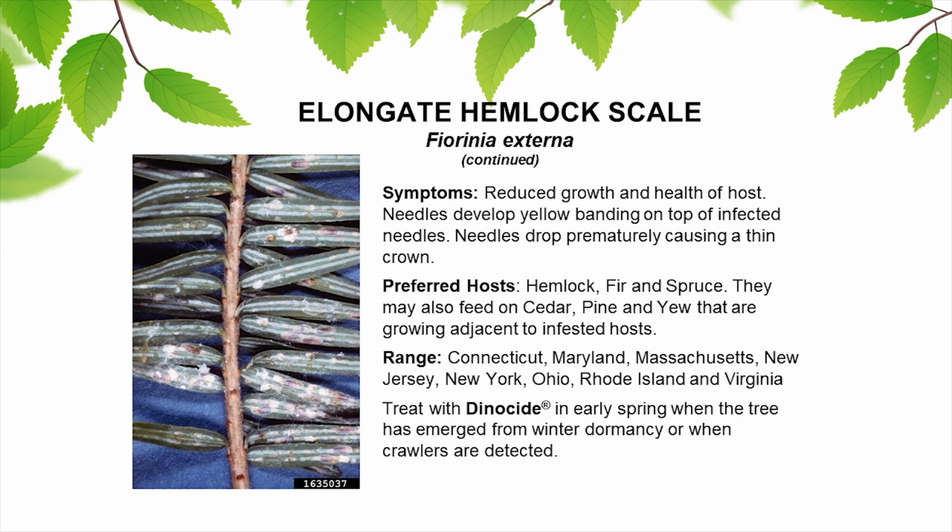The range of elongate hemlock scale is Connecticut, Maryland, Massachusetts, New Jersey, New York, Ohio, Rhode Island, and Virginia. Hemlock elongate scale can be managed by injecting dinotefuran in the spring when the tree has emerged from winter dormancy or when crawlers are identified on a tree.